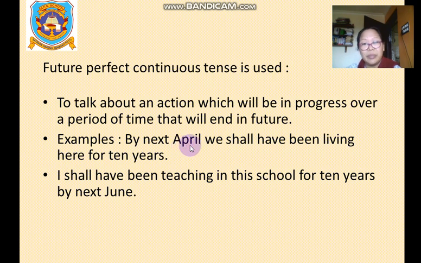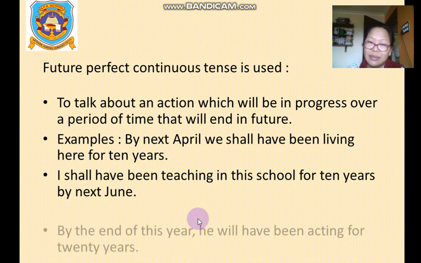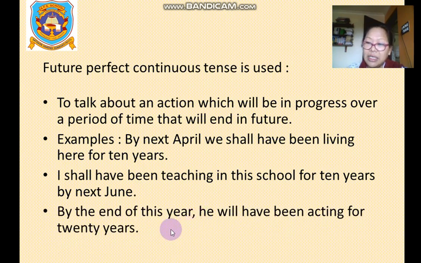All right, so by next April, we have the end date here. We shall have been living here for 10 years. Okay, so the progress of action is also there. We shall have been living, this is the progress of action. Next one is I shall have been teaching in this school for 10 years. By the end of this year he will have been acting for 20 years. So these are three examples which will help you to understand how to use future perfect continuous tense.